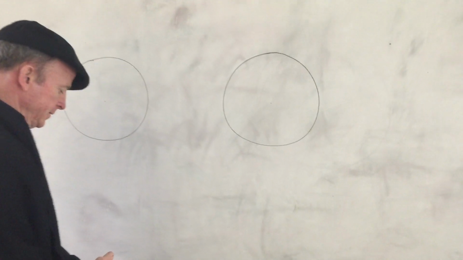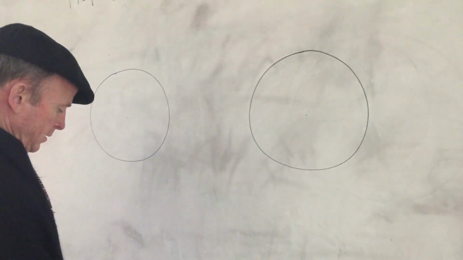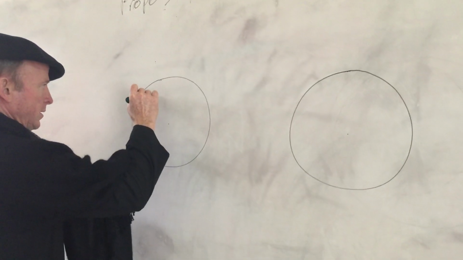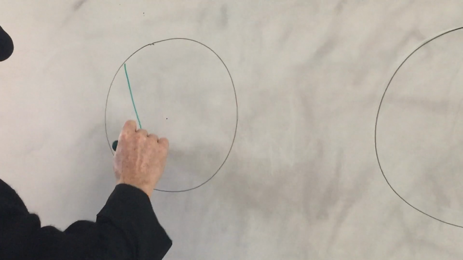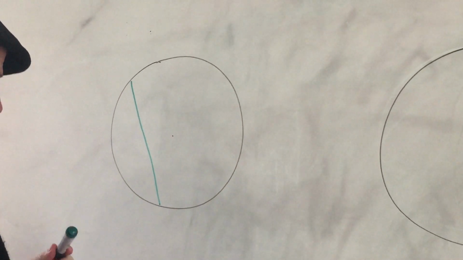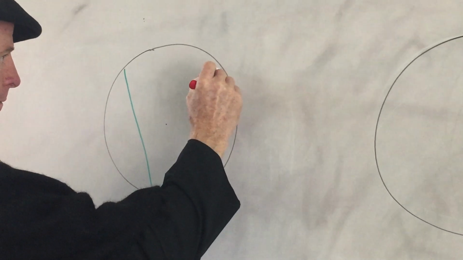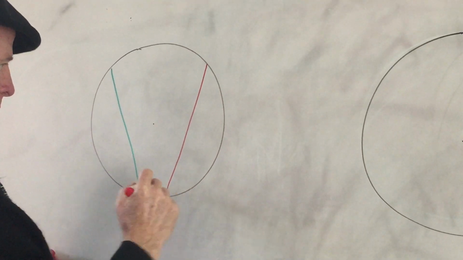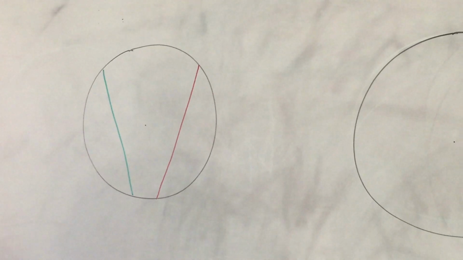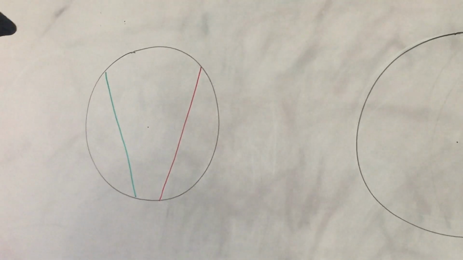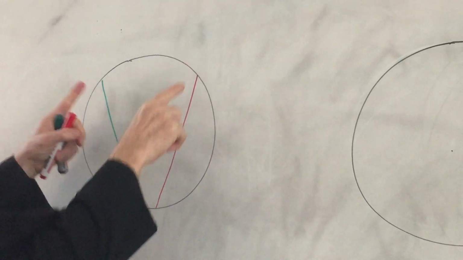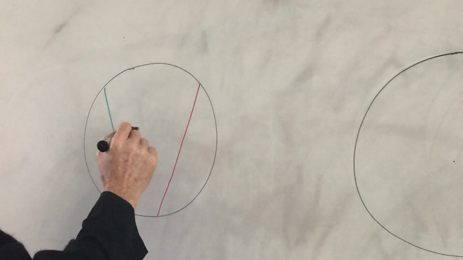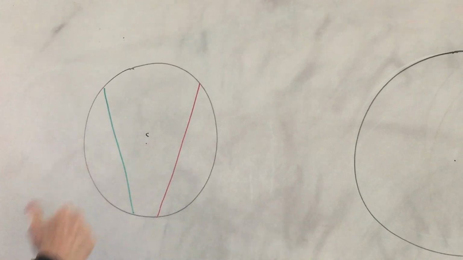Let it be the first case where we have straight lines equal to each other. Let this green line in this circle be equal to the red line, say. Thus it is required to show that these two lines are equally distant from the center. A little C there reminds us that that's the center, right here.